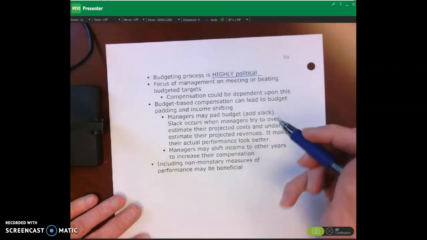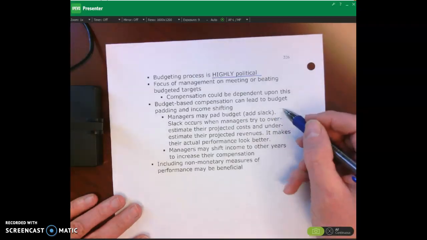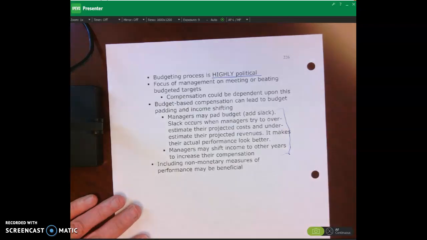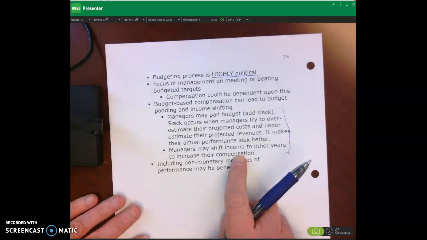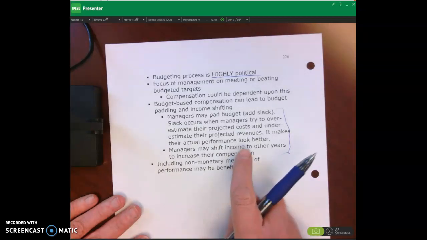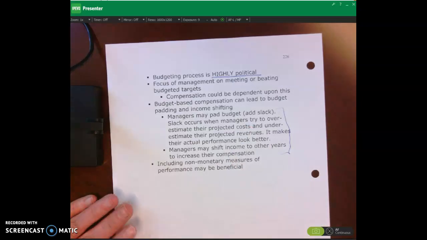You can also have situations where people may try to play some budget games. They may pad the budget, for example. All right. They may shift income to other years to make sure they get their bonus for their year. Or if they're just a cost center, such as a cafeteria, they may overstate their costs. Okay, so they play a bunch of games.